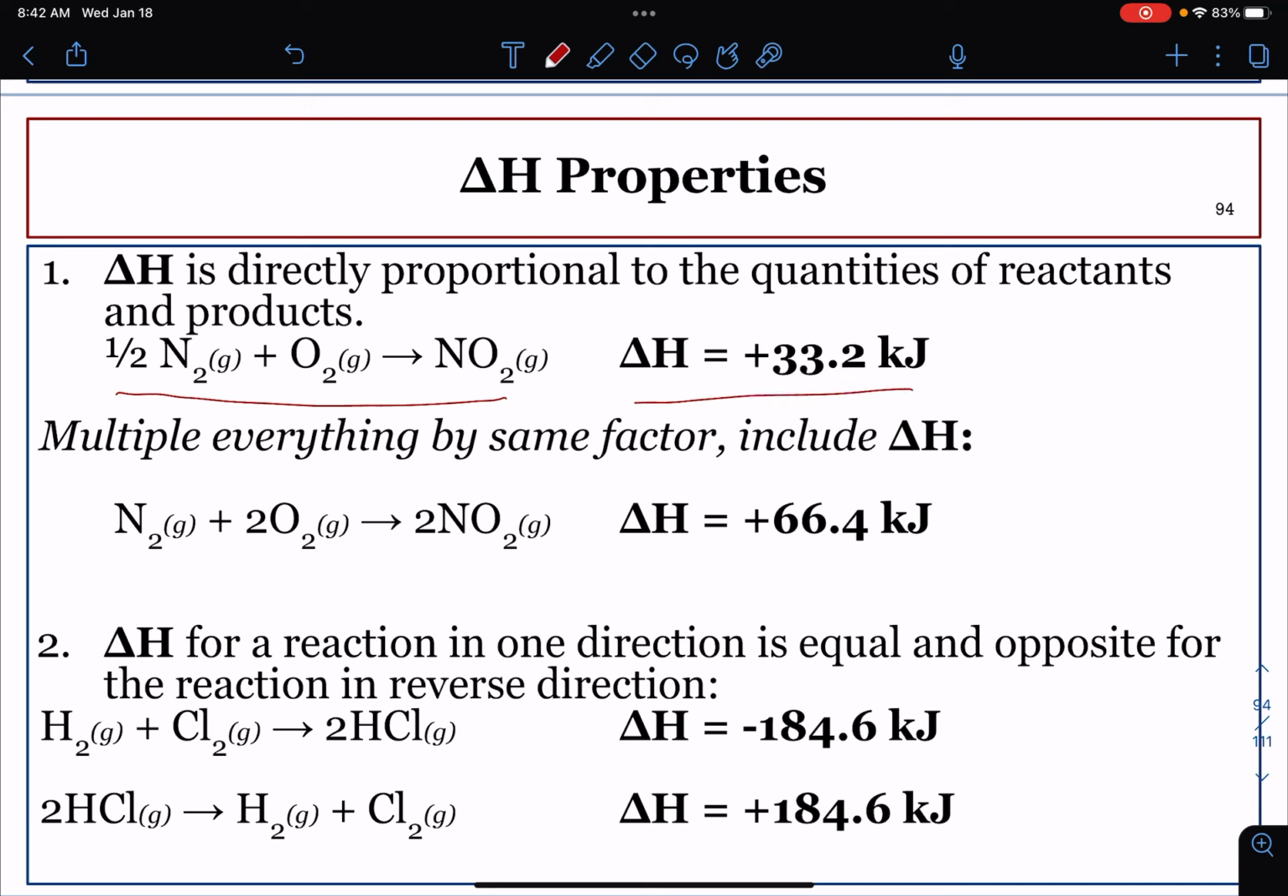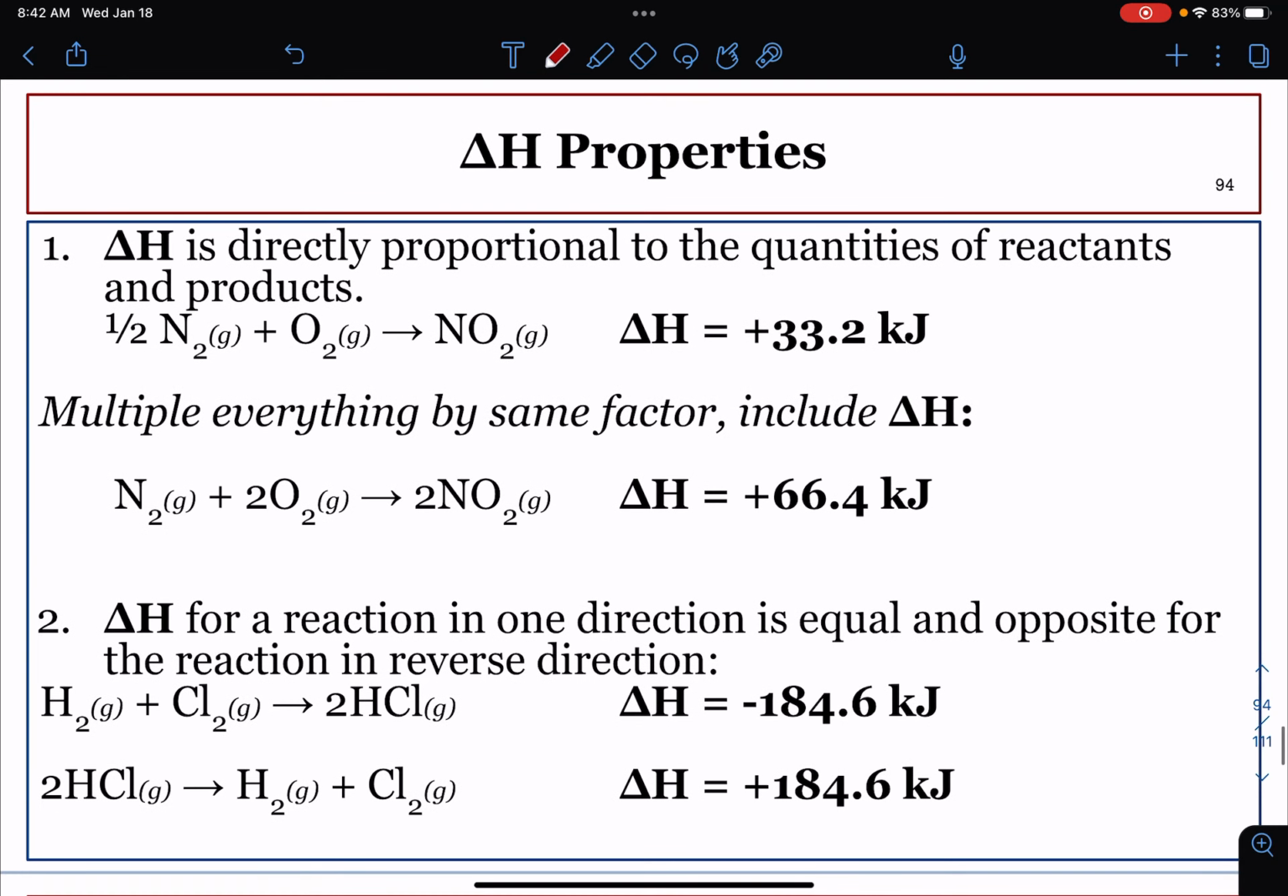If we were to multiply every coefficient in this chemical reaction by 2, so 1/2 times 2 equals 1, 1 times 2 equals 2, and 1 times 2 is equal to 2, we also need to multiply the delta H by 2, which is why we now have a delta H that is double. And that's because we have double the amount that's being formed and double the reactants that are being reacted.